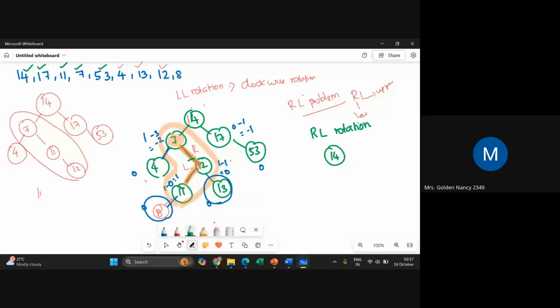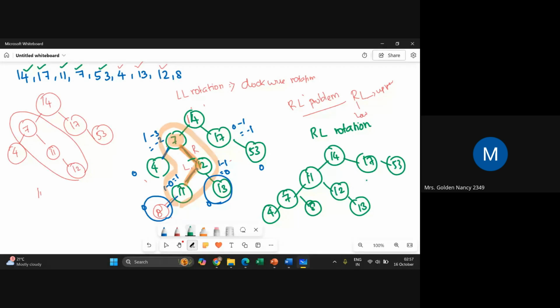Okay, so if I rotate in this way, finally, how your tree will look is 14, 11, 12, 7, 8, 4, 12, 13. Here it will be 13, and here 17 and 53 will be. So after doing the RL rotation properly, your tree will look like this.